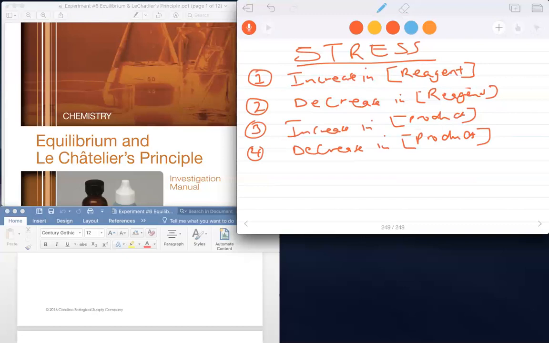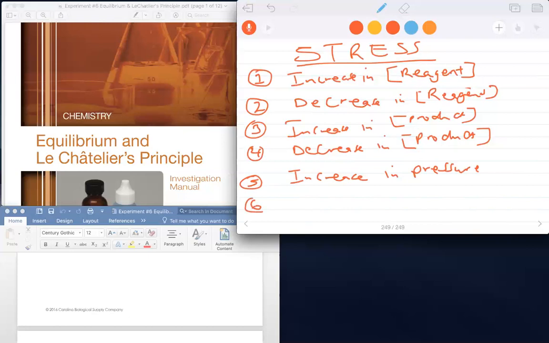There is another stress here, number 5, a change in volume. It could be an increase in pressure, and this goes hand in hand. This applies to gases, reagents and products. Pressure applies to gases in the dynamic equilibrium. You can increase the pressure.